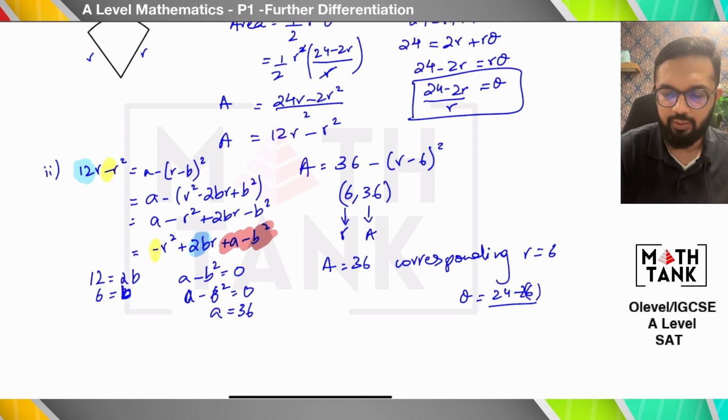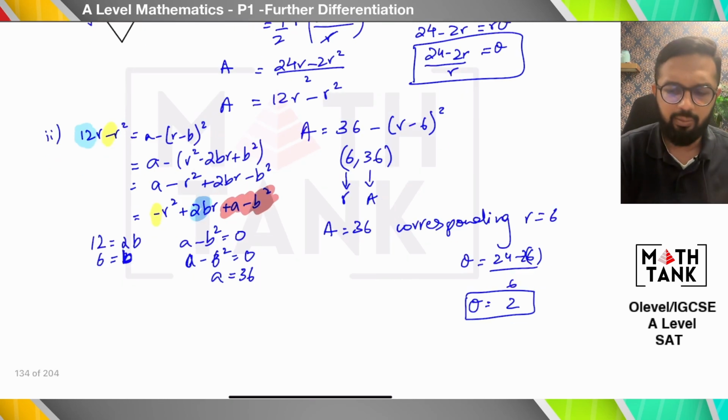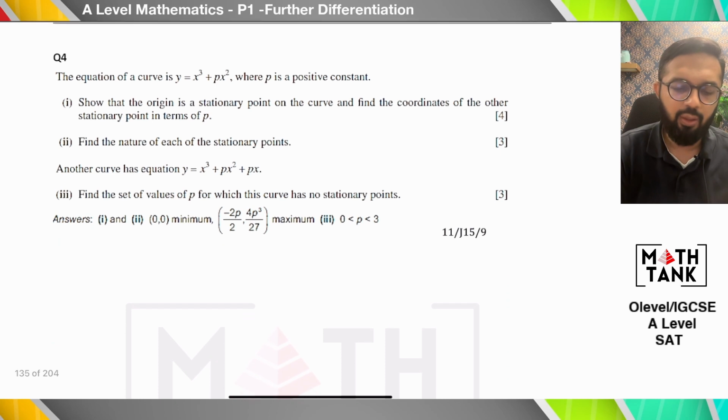2 times 6 over 6. So that gives me 24 minus 12 over 6, which is 2. So theta equals 2. Now this may sound odd to you, but this is in radians, therefore it's not 2 degrees. It's not a very small sector. It's a reasonably sized sector. Okay, moving on to the next question.